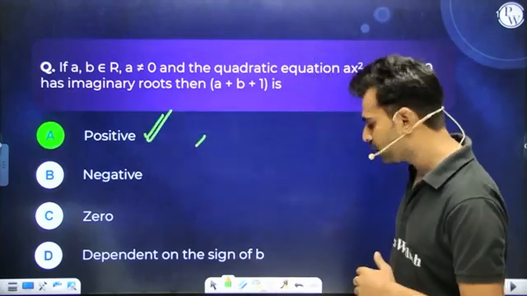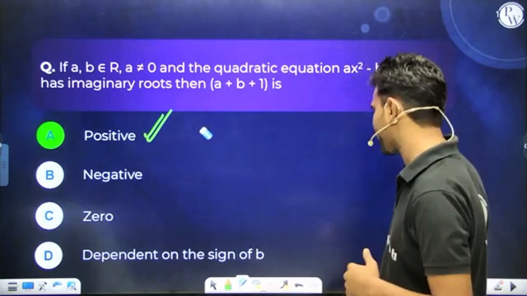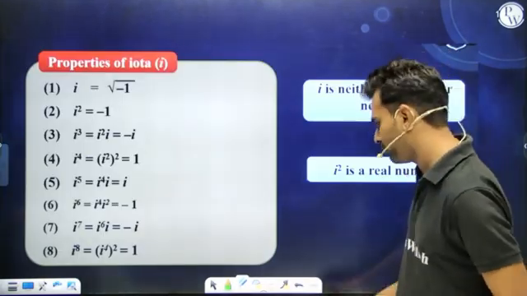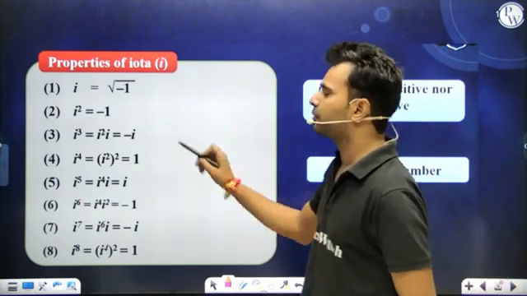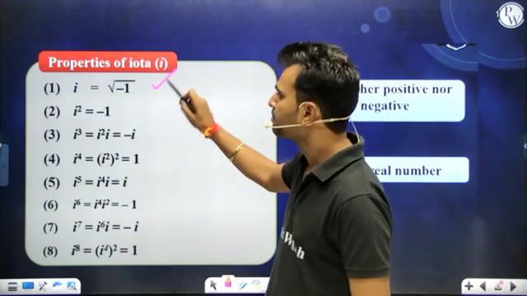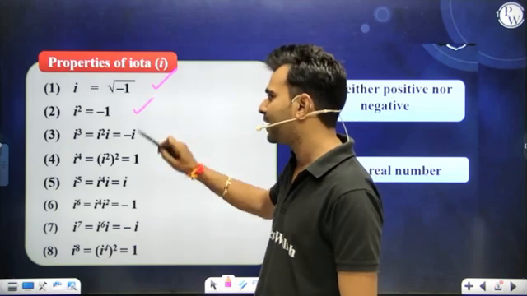Yes, a very good problem as far as conceptual clarity is concerned. So I think the problem is clear to all of you guys. Okay, moving on to the next concept. Under root of minus 1 is nothing but iota. If you do iota square, then it is minus 1.